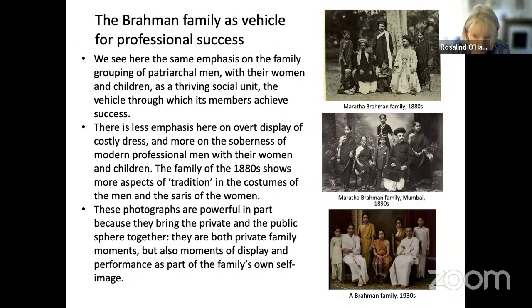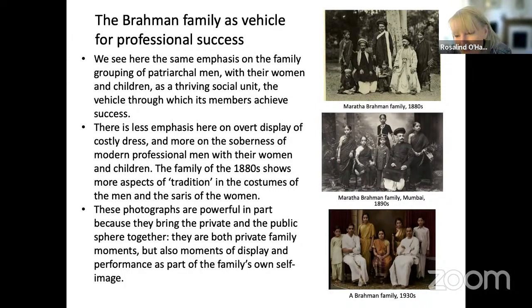Now, what's interesting here, certainly for the Maratha Brahmin photographs, there's much less emphasis on costly dress than there was in the Marwari photograph. This is much more sobriety, as it were, plainness, very respectable, but wealth here is not flaunted. The photograph of the 1880s shows rather more tradition. It's interesting, you see this transition between the 1880s and 1890s. The 1880s, we have really rather traditional dress. By the 1890s, we have the Maratha Brahmin family. You will see the little boy in the middle in his sailor suit, which is very sweet.